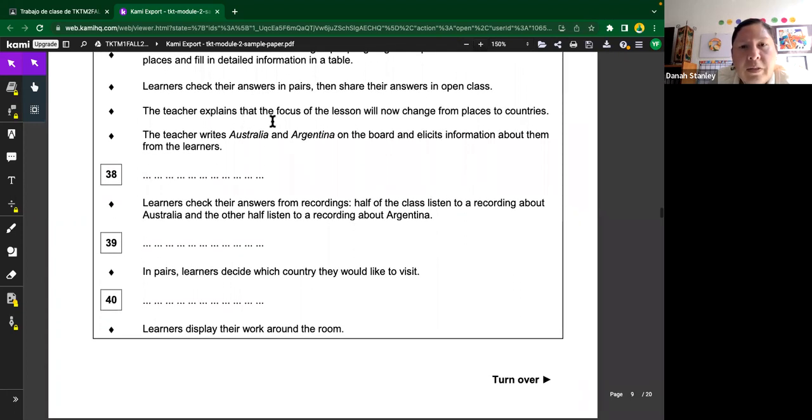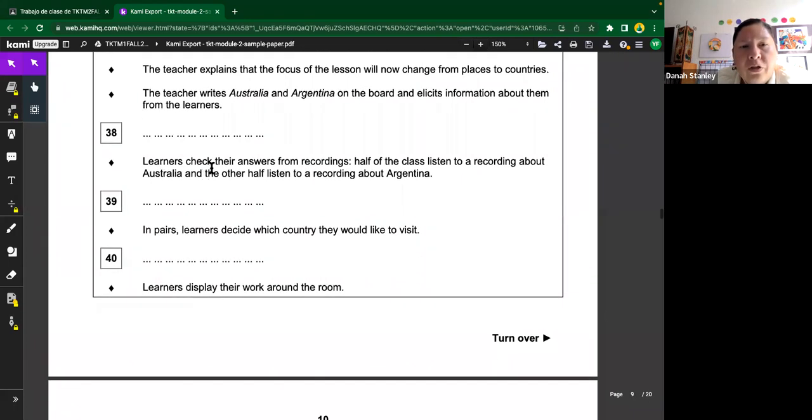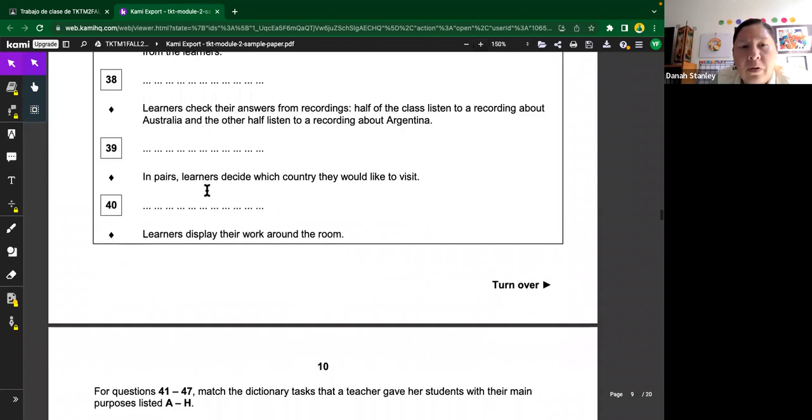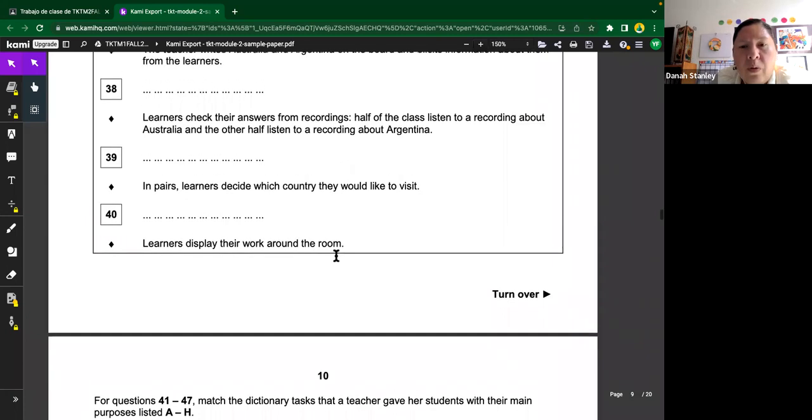The teacher explains that the focus of the lesson will now change from places to countries. The teacher writes Australia and Argentina on the board and elicits information about them from learners. Gap. Learners check their answers from the recording. Half of the class listened to the recording about Australia and the other half listened to a recording about Argentina. Gap. In pairs, learners decide which country they would like to visit. Gap. Learners display their work around the room. Okay?